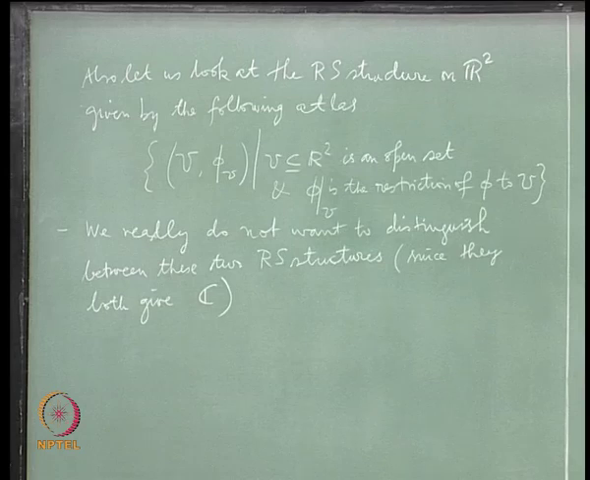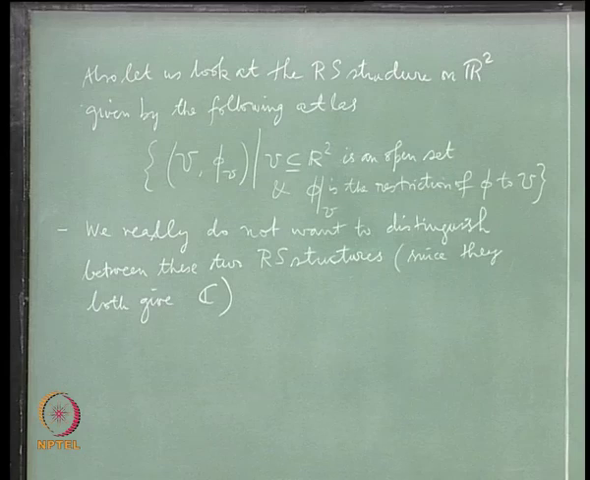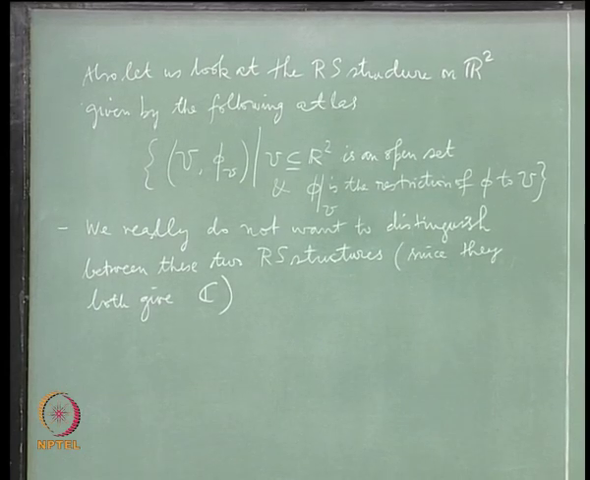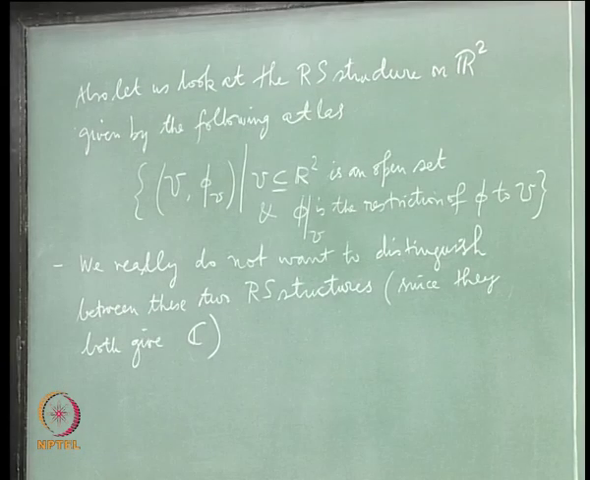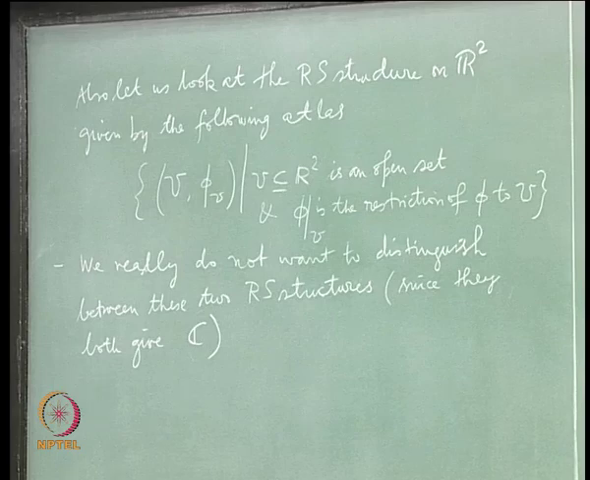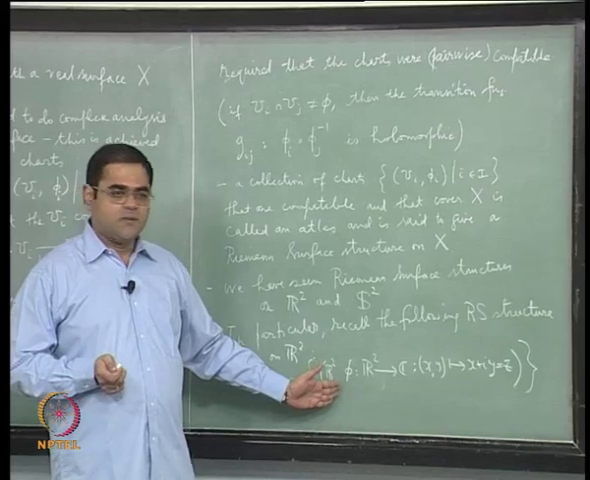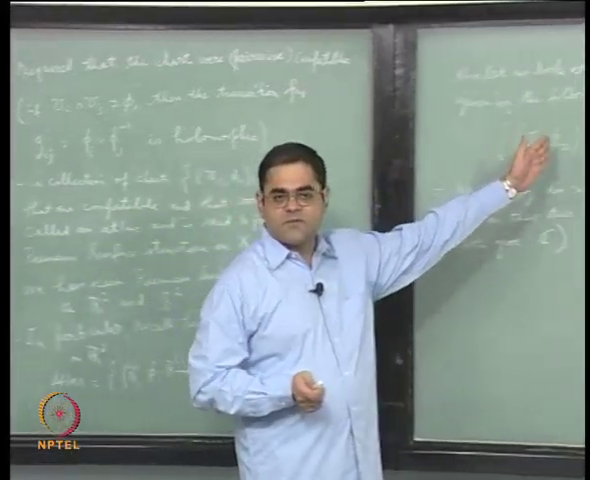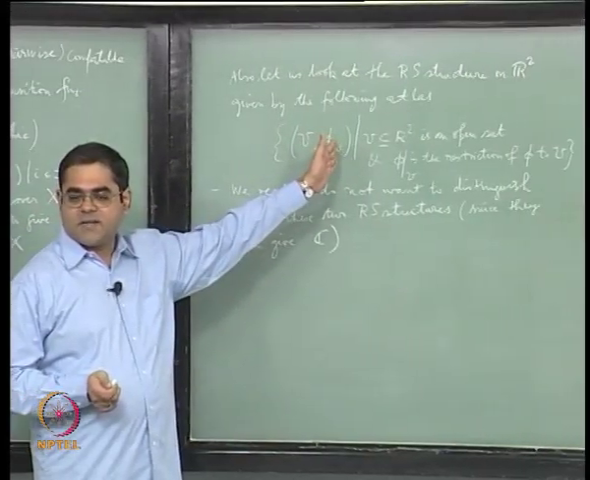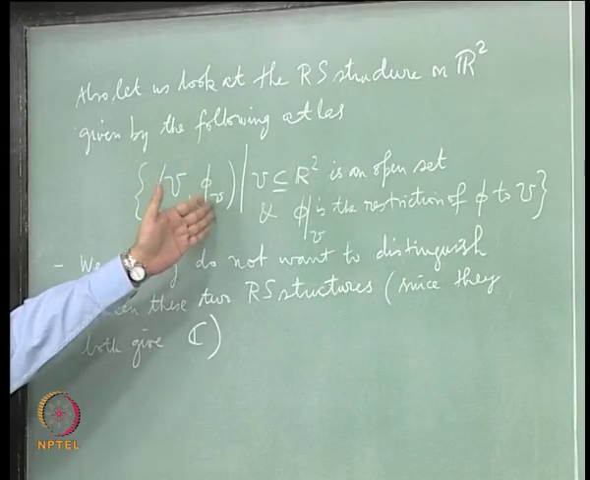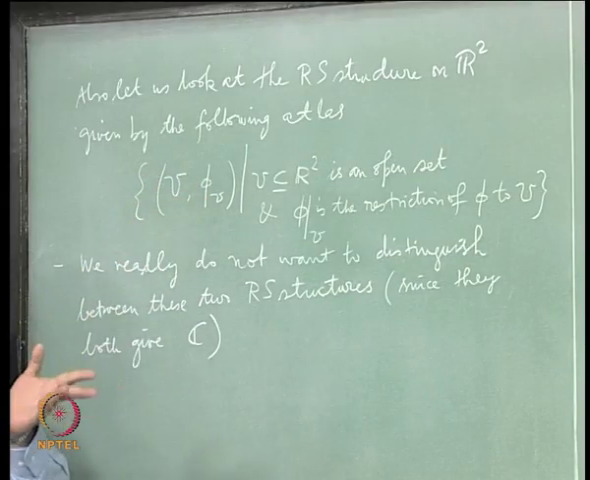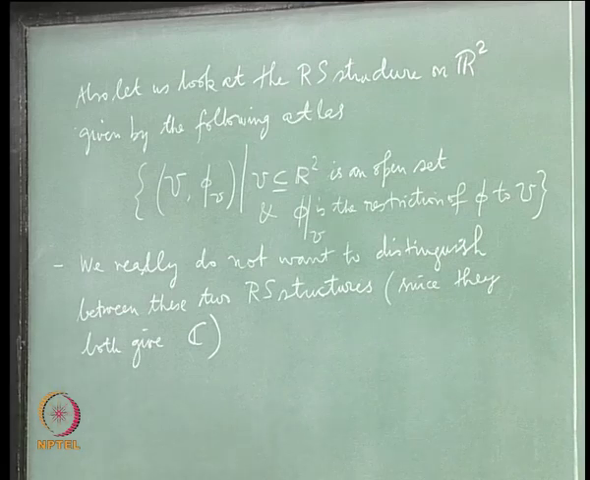So you see this goes in tune with a philosophy of Felix Klein, the great German geometer, who said that the geometry of a space is controlled by the functions you allow on that space. So if I look at the holomorphic functions given on the Riemann surface given by this structure, they are no different than the holomorphic functions given by the Riemann surface structure by this atlas. Okay. So essentially they should be the same space. That is the motivation.